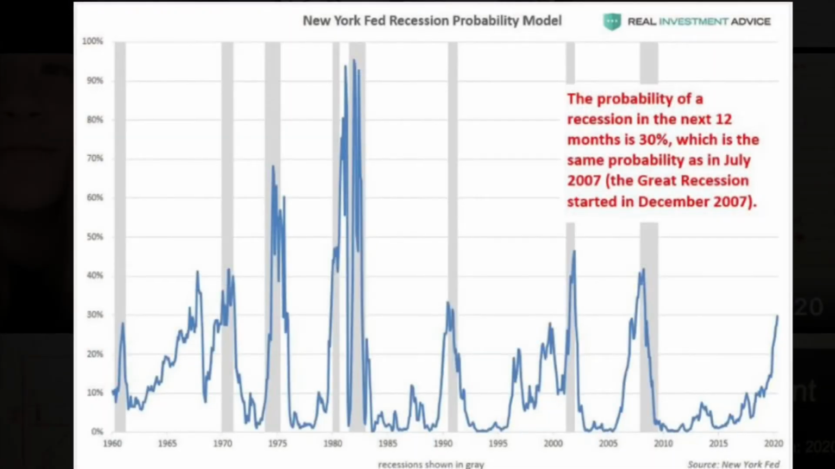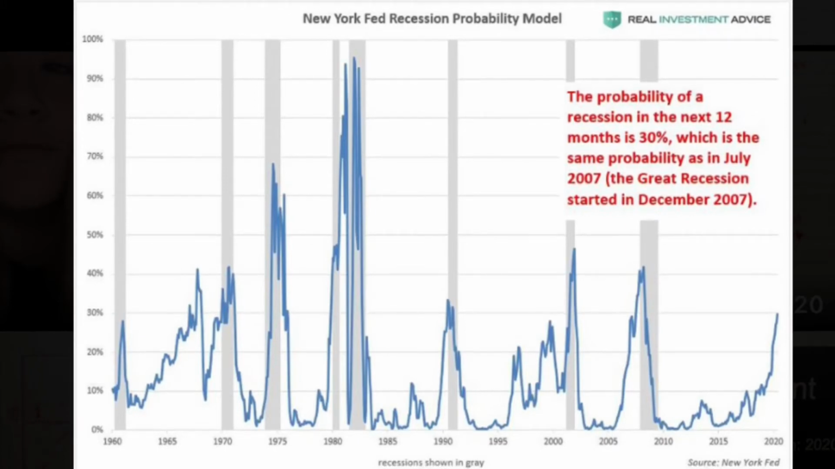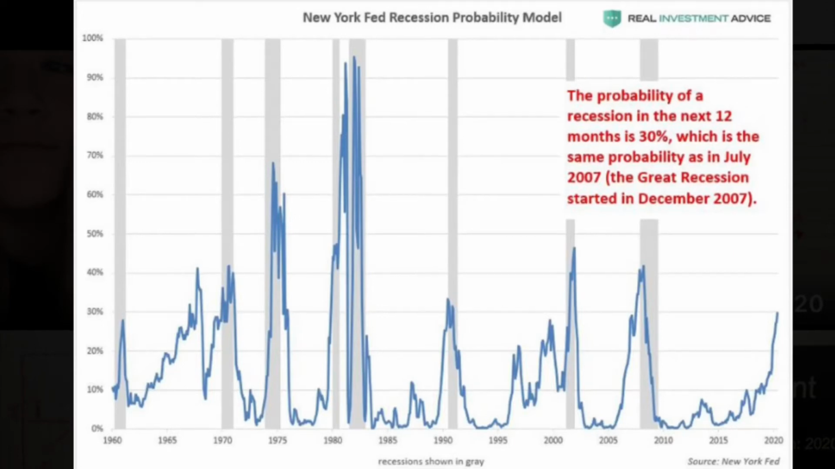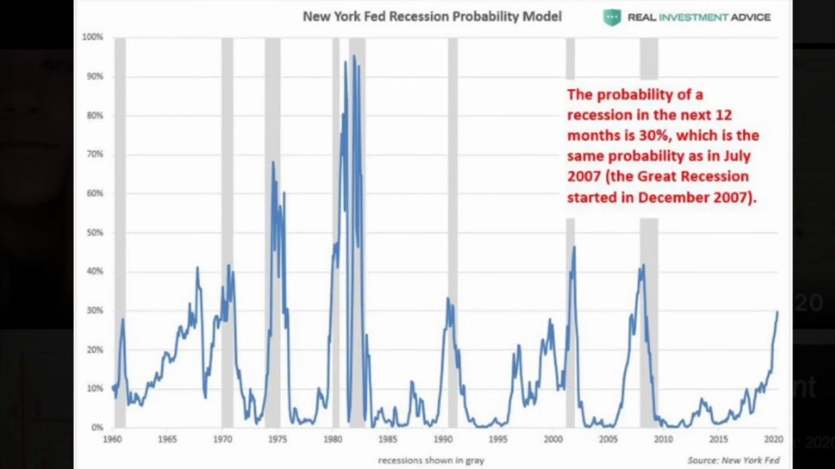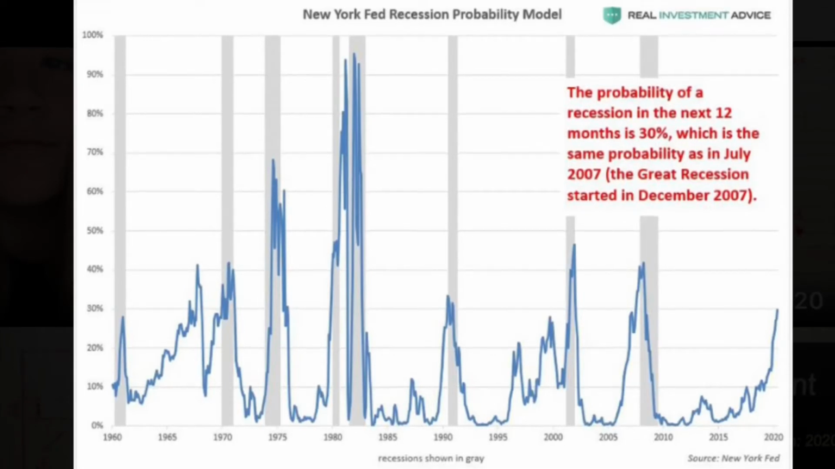Okay, so this is another piece of data. It's from the New York Federal Reserve, and it is the probability model of a recession occurring. Basically, it just says that the probability of a recession in the next 12 months is 30%, which is the same probability as in July of 2007. The Great Recession started in December of 2007, so we have the same probability of going into recession as we did in 2007.